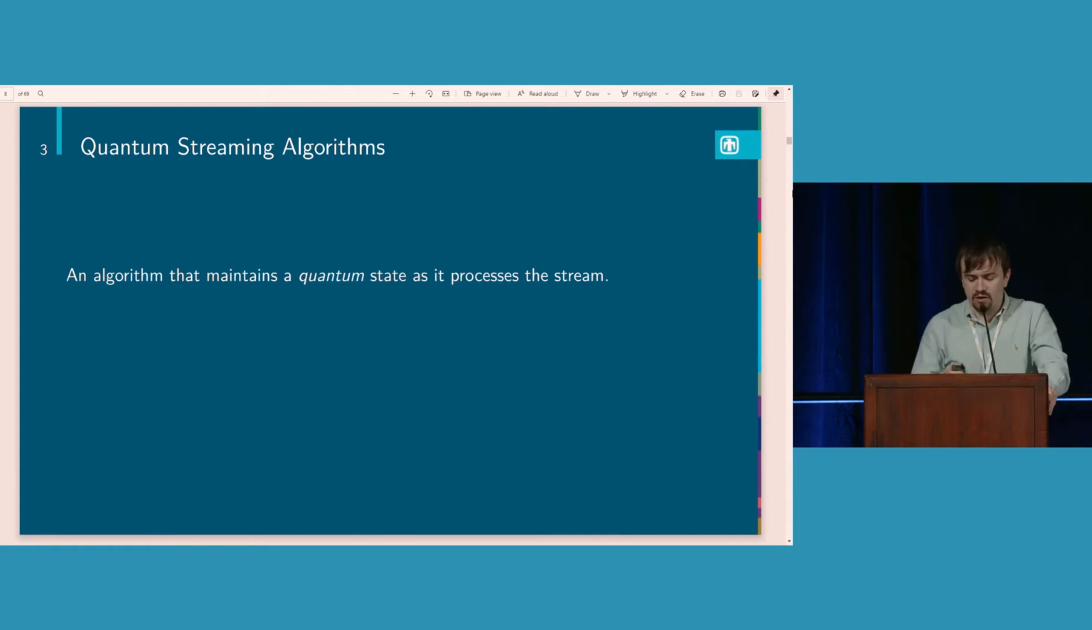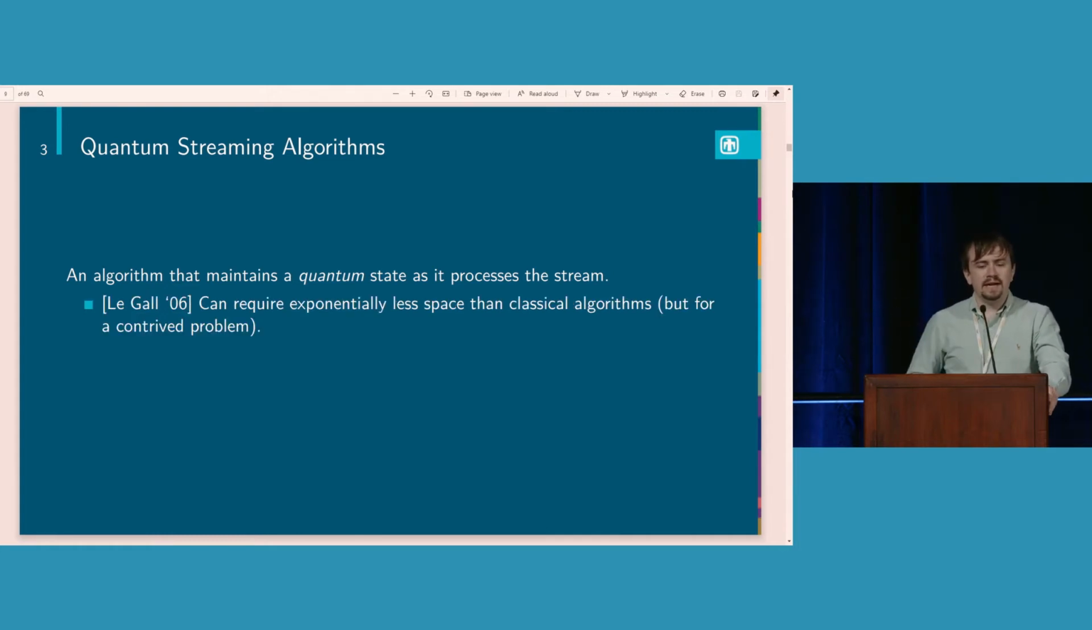Now, from the start of the study of these problems, it's been known that sometimes, at least, the answer can be exponentially fewer than the number of classical bits you'd need to solve that same problem. But this initial separation, at least, was for what you might call a contrived problem, in the sense that the problem was created to prove separations rather than being something that was previously studied in classical streaming.